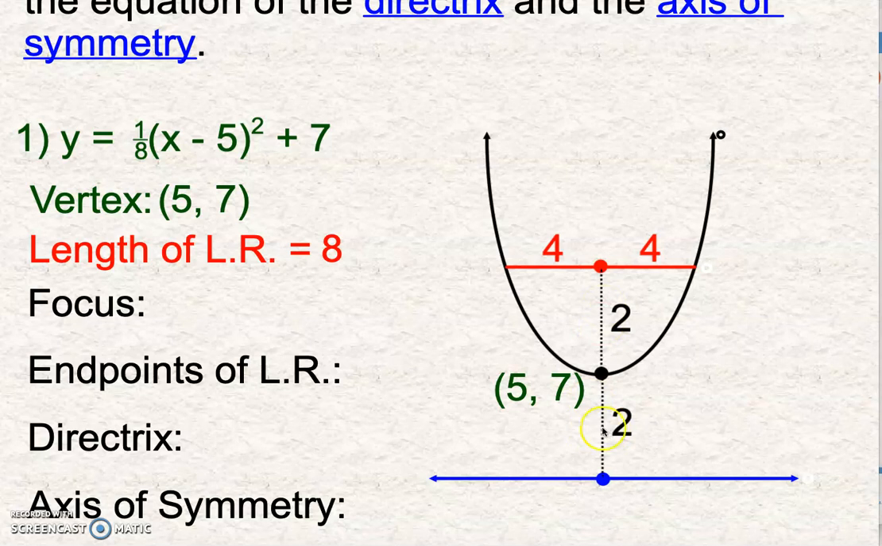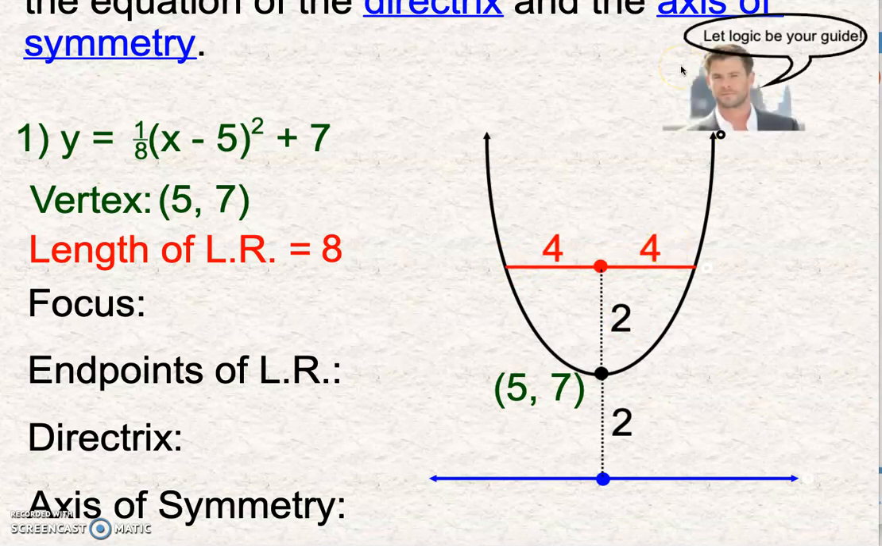Based solely on the vertex, which again is one of the easiest coordinates to get, and based solely on taking the latus rectum, splitting it in half, and splitting half of that again in half, we can use logic. So what's Mr. Brath say? He says, let's let logic be your guide.